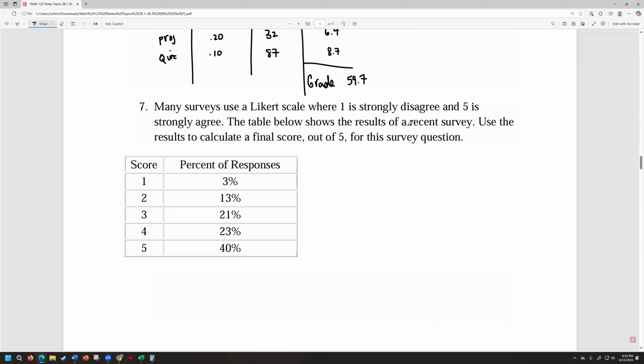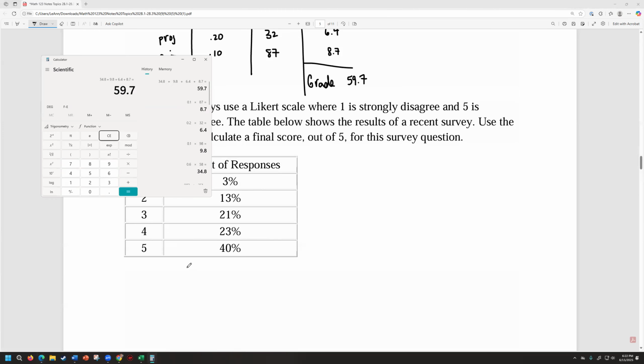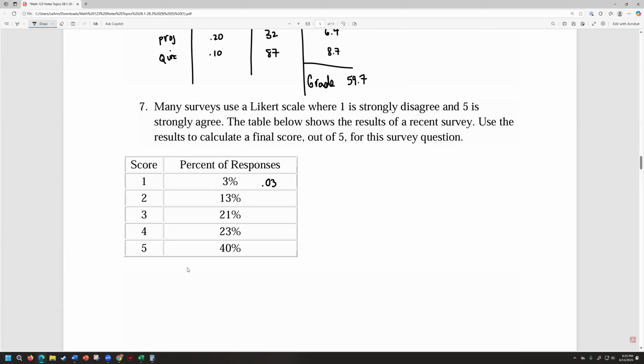Okay. The table below shows the results of a recent survey. Use this to calculate the final score out of 5, not out of 100, for this survey question. So we work this the same way, essentially, as long as this still adds up to 100%. So let's double check that. So 3 plus 13 plus 21 plus 23 plus 40. Yep, we're good. And all of ours should work out to 100%. We're not going to give you anything weird. So I'm going to go ahead and write all these as decimals because these are our weights.